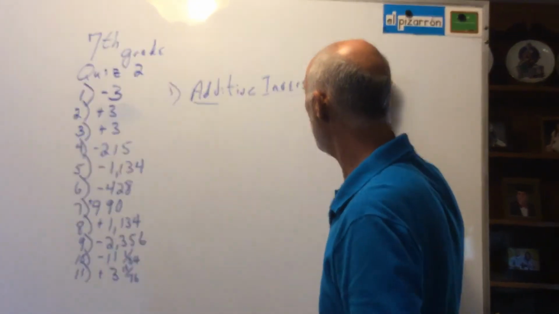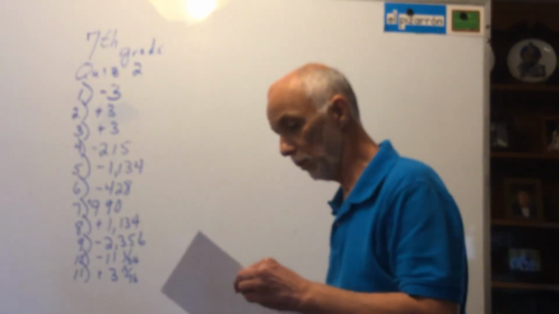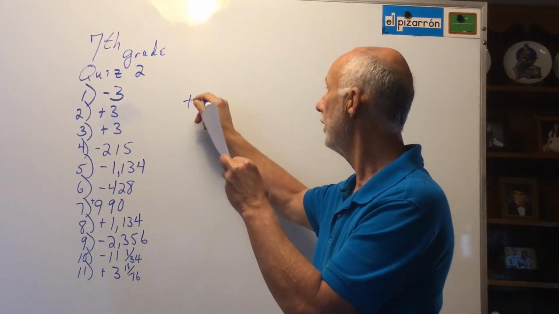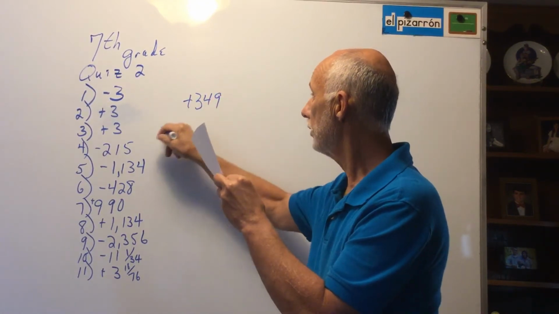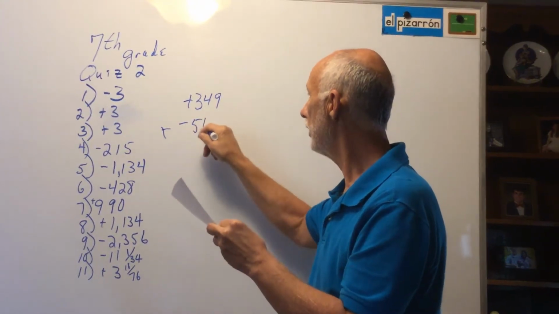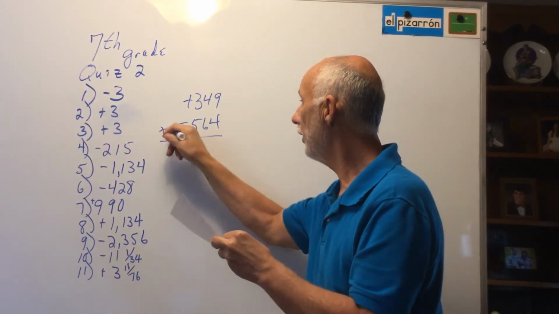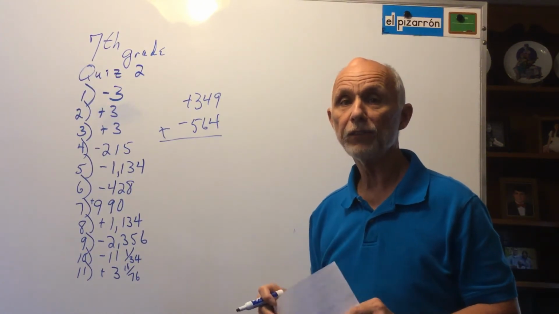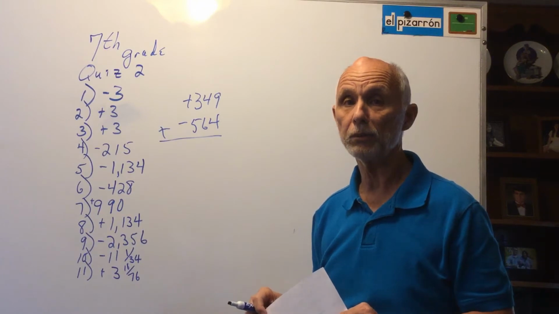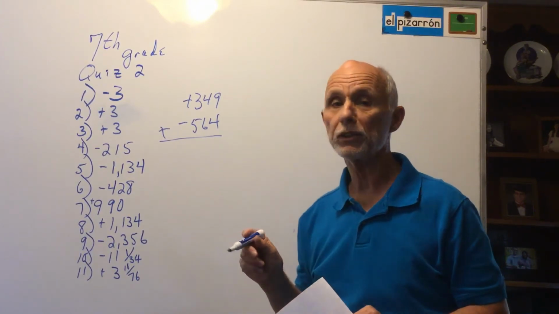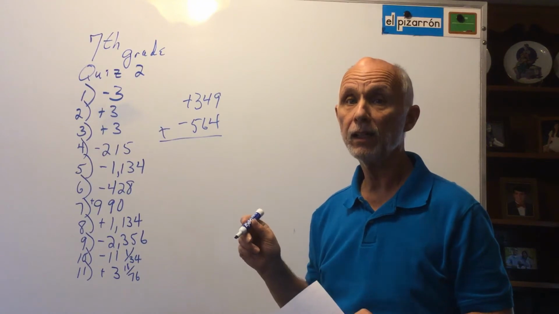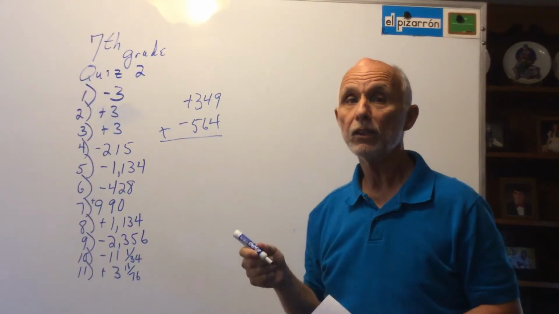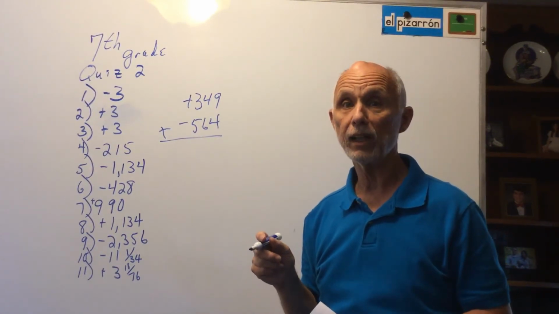And this is where you have to really understand your integer rules. Number 4 says a positive 349 plus a negative 564. And again, your integer rule for addition says same signs, add and bring down the sign, different signs, subtract and take the sign of the larger amount. So the first question you ask yourself when you're adding is, do you have the same sign or different signs? I have different signs, a positive and a negative, so my rule says subtract and take the sign of the larger.